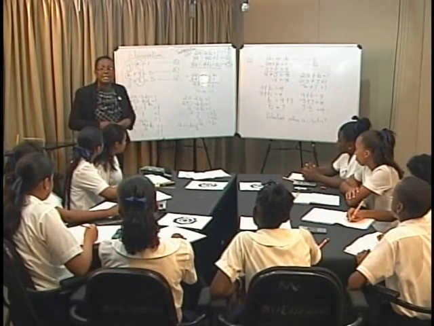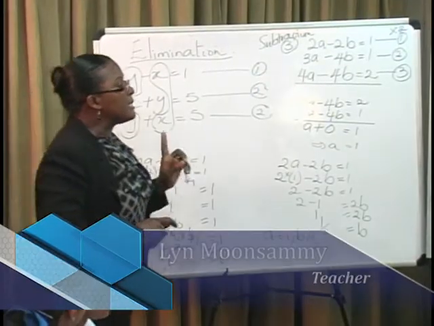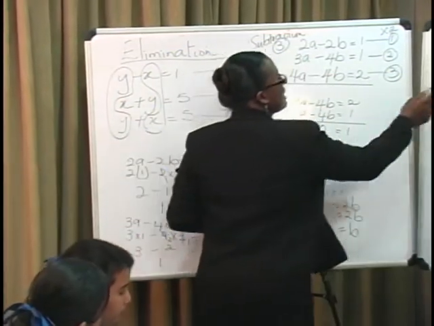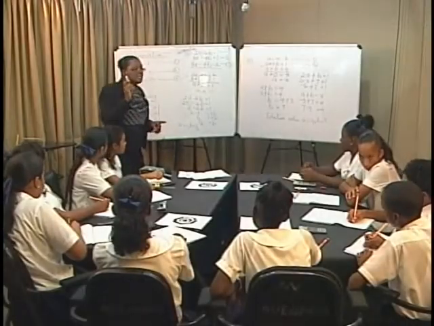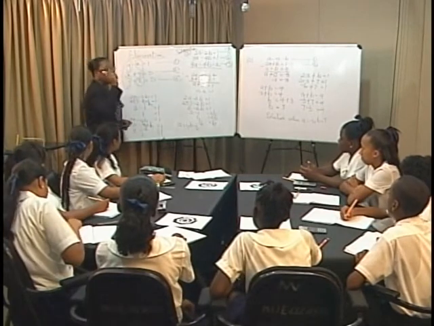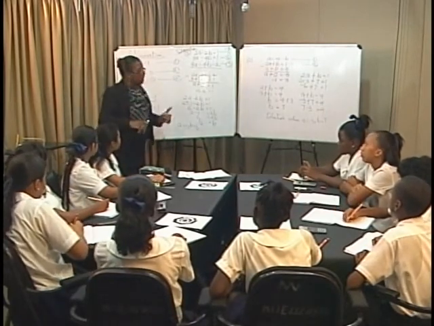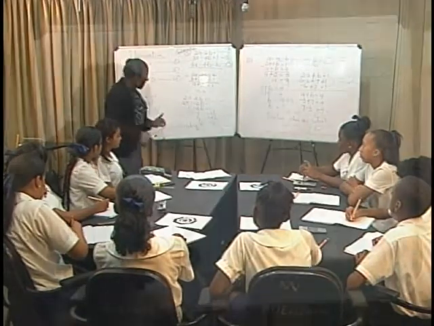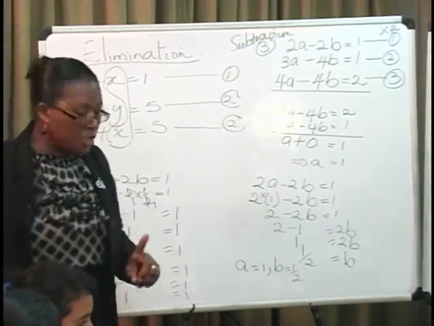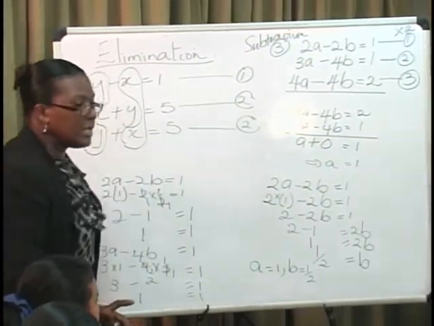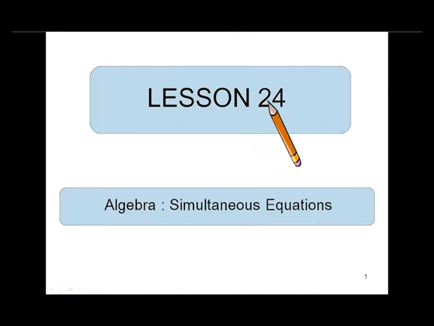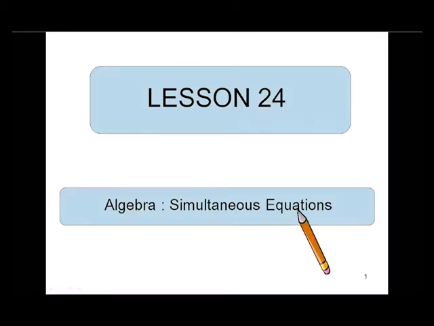Good? So after aligning and making the coefficients the same, what do we look at after that? We look at the signs. When the signs are the same, what operation is taking place? The operation of subtraction. When the signs are different, what did we do? We added. Good? And when you're finished, give it a check. Check to see if these two values that you got, when we put them back into the original equation, the right hand side is equal to the left hand side. Okay. Lesson 24, Algebra, Simultaneous Equations.